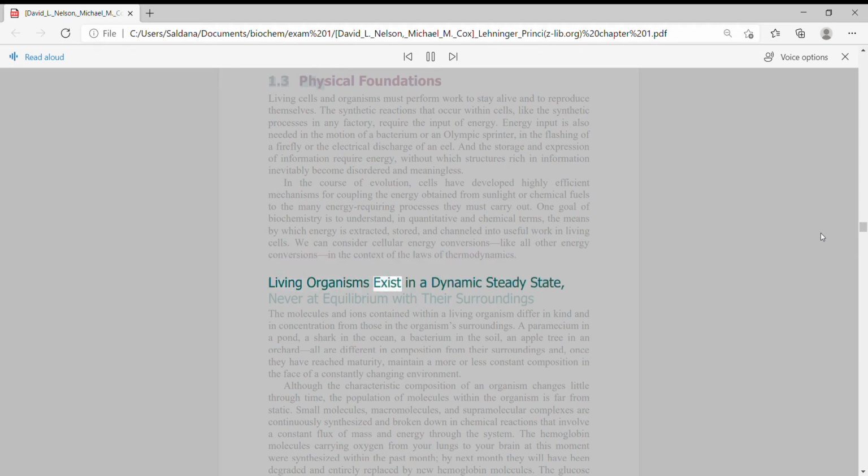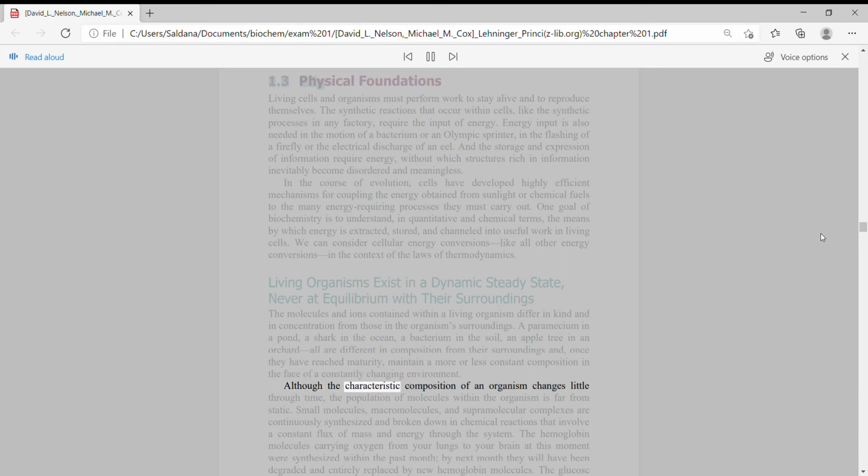Living organisms exist in a dynamic steady state, never at equilibrium with their surroundings. The molecules and ions contained within a living organism differ in kind and in concentration from those in the organism's surroundings. A paramecium in a pond, a shark in the ocean, a bacterium in the soil, an apple tree in an orchard, all are different in composition from their surroundings, and, once they have reached maturity, maintain a more or less constant composition in the face of a constantly changing environment.